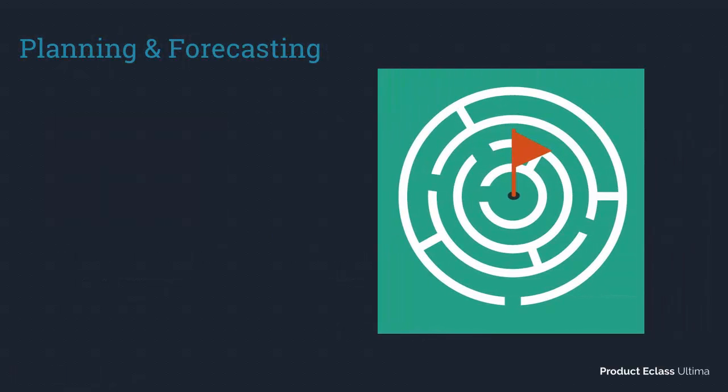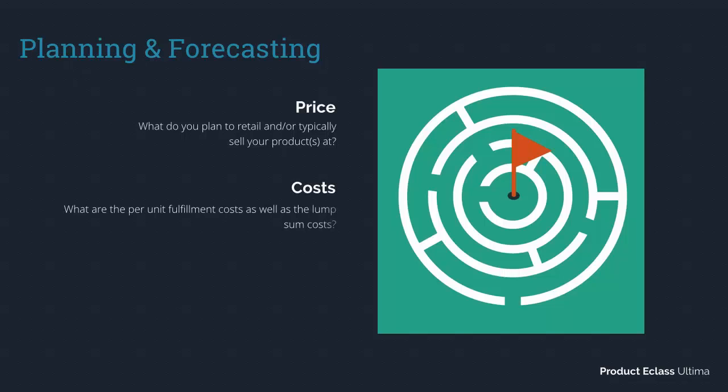Now, planning and forecasting as the first step, these are the pieces of planning and forecasting. The first one is the price of your product. What do you plan to retail and/or typically sell your product or products at to help you with your financial goals? What are your costs, the per unit fulfillment cost, and any other lump sum costs that might occur?